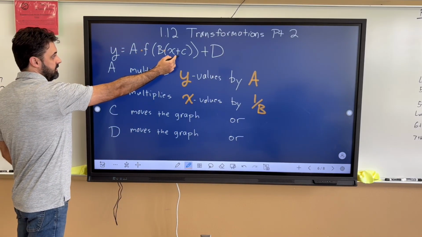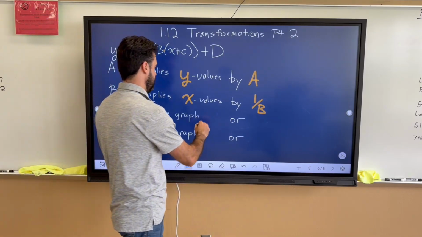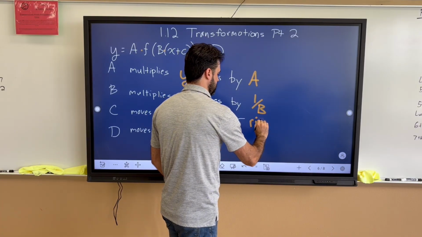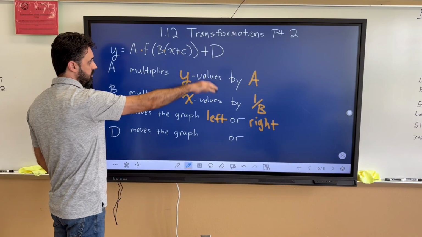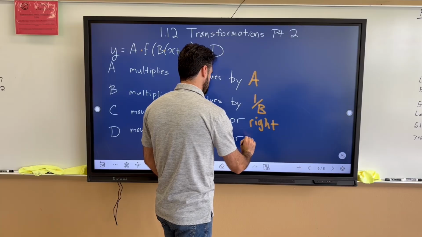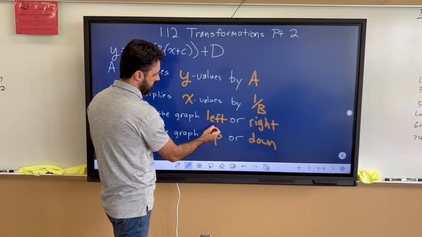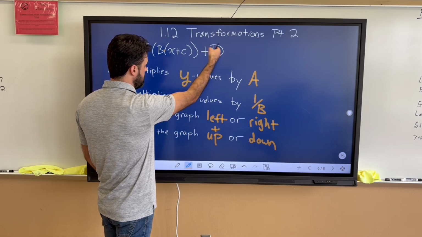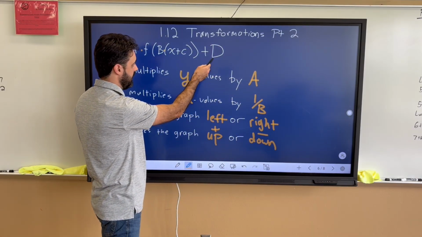Now C. C is on the inside, so it changes the x, so it moves the graph either left or right. And D is on the outside, so it moves the graph up or down. It changes the y values up or down. And then these two would be if it's like a plus C or a plus D, that would move it either left or up, depending on if it's C or D. And then if it's a minus C, you would move it right. Minus D, you would move it down.